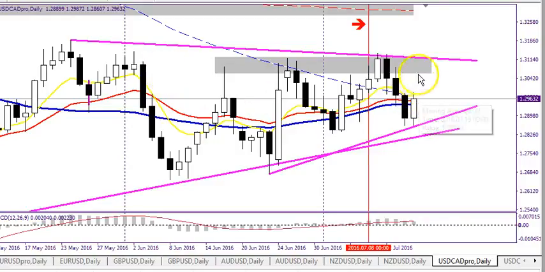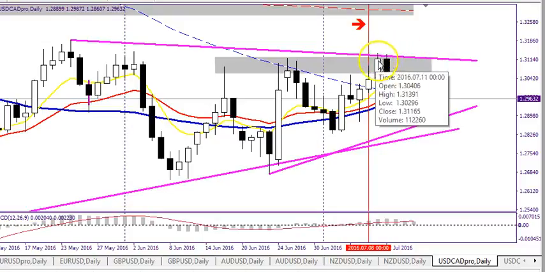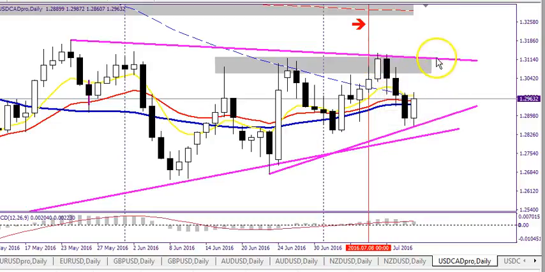So if price goes higher, it most likely will come up to at least this area right here. It may not even reach the high to test the previous high, but now I've drawn in the new trend line and it may just bounce off there and come back down again. Okay, so that's the USD/CAD.